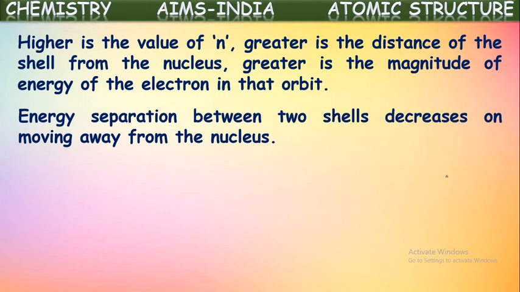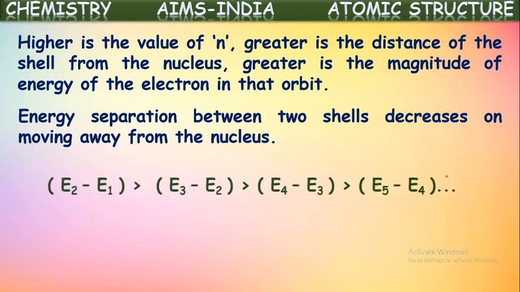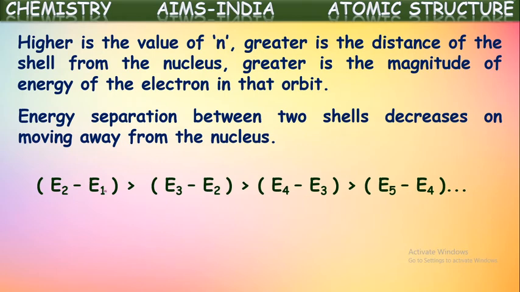Energy separation between two shells decreases on moving away from the nucleus. The energy level difference between two adjacent orbits is greater near the nucleus. As we move away from the nucleus, the energy difference between adjacent orbits gradually decreases. That means the energy difference between the first two orbits is greater than the energy difference between the second and third orbits, and this is greater than the energy difference between the third and fourth orbits. In this way, the energy difference between adjacent orbits gradually decreases as we move away from the nucleus.